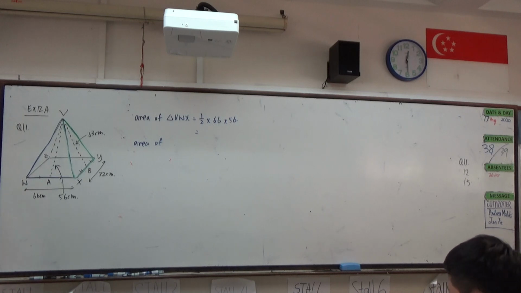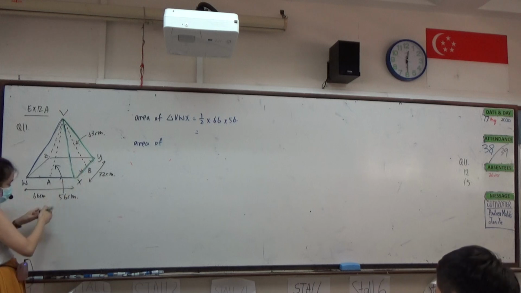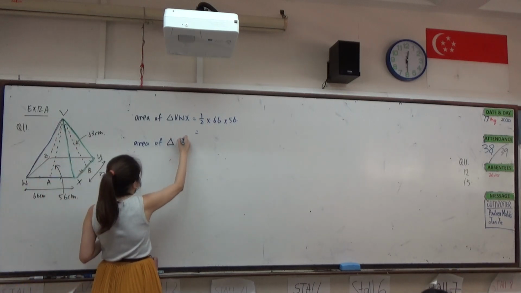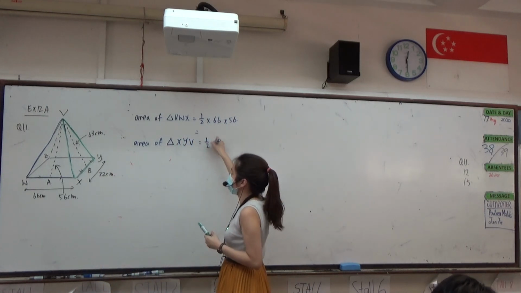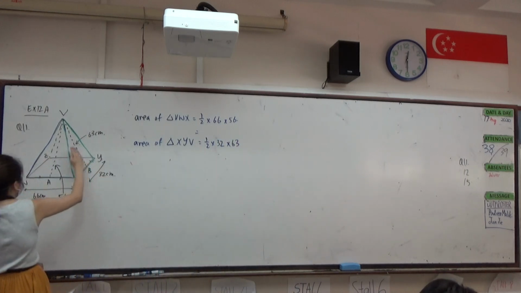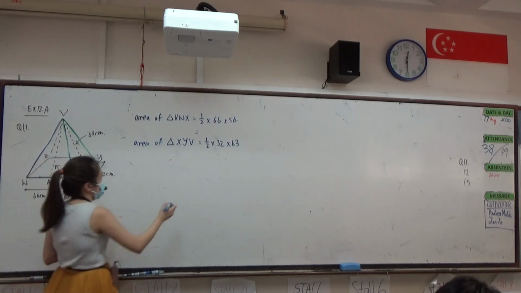The 4 triangles are actually not all the same. The reason is because the base is rectangular. If the base is a square, then there's no problem; all the 4 triangles will be of the same area. So, to find the area of the triangle on the right, which is XYB, we will take half times 32 times 63. Base is 32 cm. The slant height here is 63 cm. And then I'll leave you to calculate this as well.